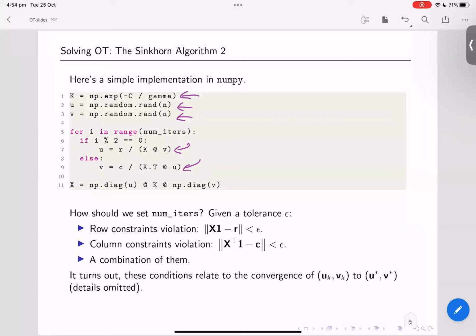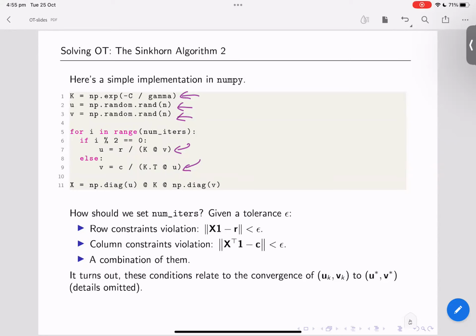Okay. I won't go into the details of how many iterations we need to set. We actually can set the number of iterations. Typically, when you do an iterative optimization algorithm, you would be checking whether some violation is within your tolerance, right? So we have two kinds of violations in here, the row constraint and the column constraints. If a combination of them falls below some tolerance, which means you can tolerate that solution, then you can terminate the algorithm, right?